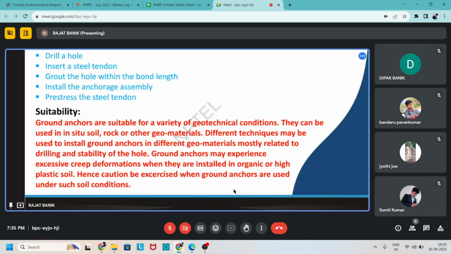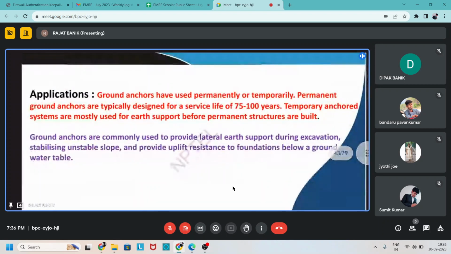In installation in highly organic soil, precaution should be given due to this creep deformation. And this technique is used for different purposes. Then there is a discussion here of its applications, where it is mostly used.